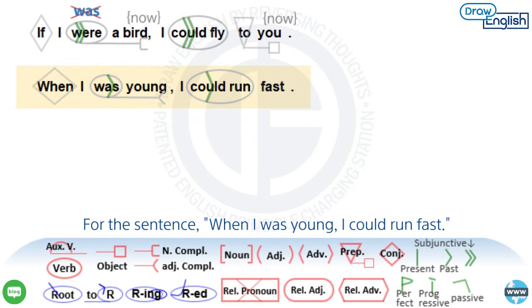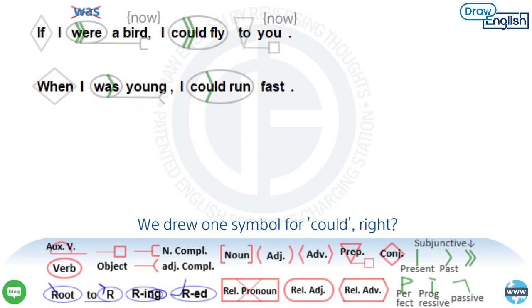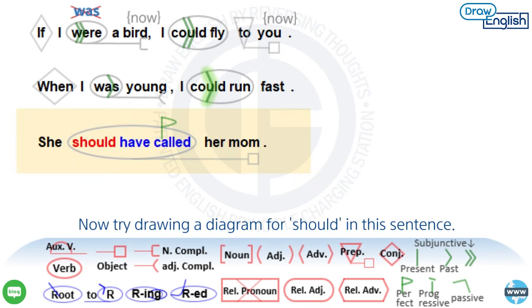For the sentence, "When I was young, I could run fast," we drew one symbol for "could," right? It means I could run fast when I was young. This is a real past tense. Now try drawing a diagram for "should" in this sentence.